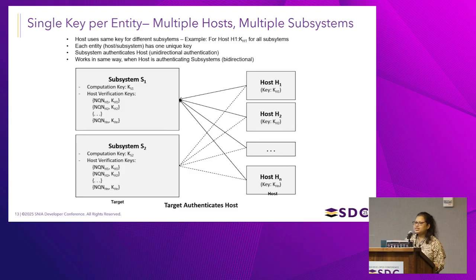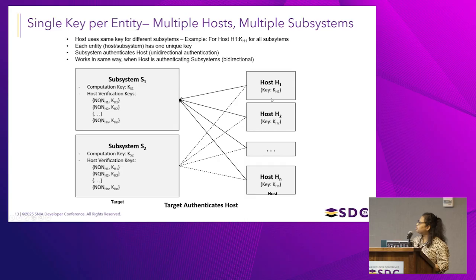So as I said, DH-HMAC-CHAP is the in-band authentication protocol for NVMe. Today, DH-HMAC-CHAP supports two types of models: single key per entity and multiple keys per entity. That means consider a network fabric where you have n number of hosts and n number of subsystems connected to each other. In a single key model, each entity will have one single key belonging to that entity.